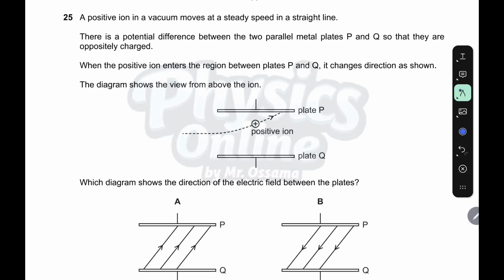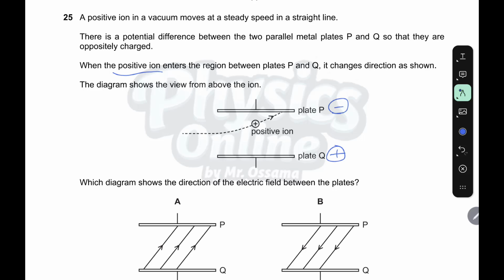A positive ion in a vacuum moves at a steady speed in a straight line. There is a potential difference between the two parallel metal plates P and Q, so that they are oppositely charged. When the positive ion enters the region between P and Q, it changes direction as shown. The diagram shows the view from above. As you see, the positive ion is deflected toward plate P, which means plate P is negative, and of course plate Q will be positive.